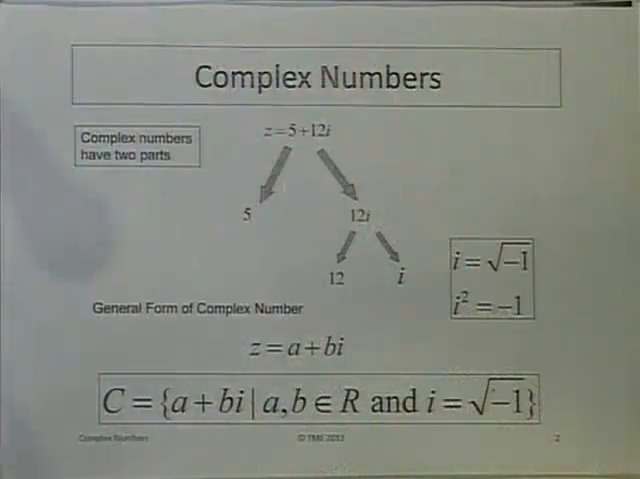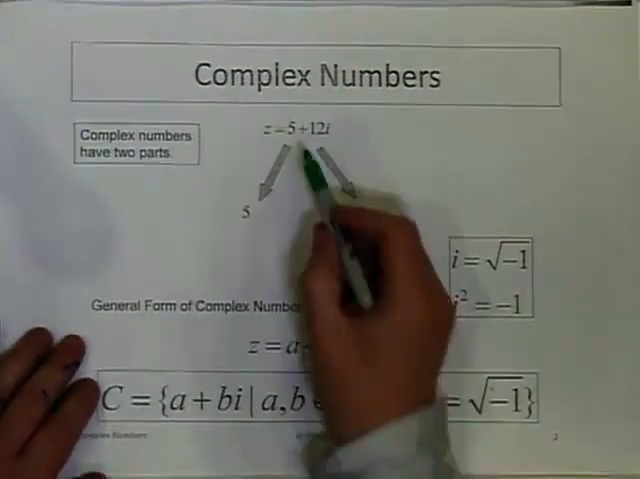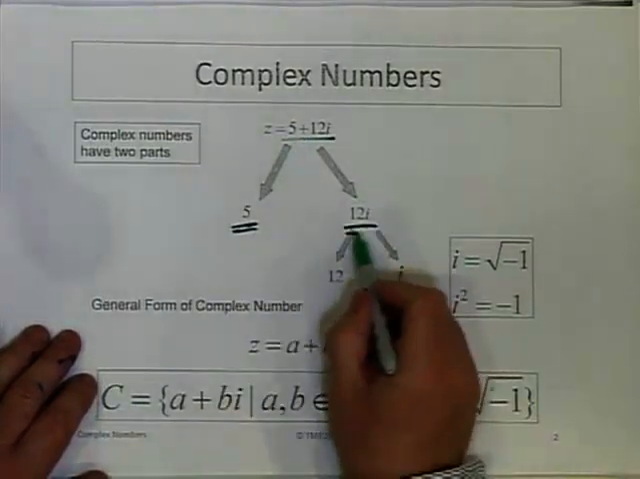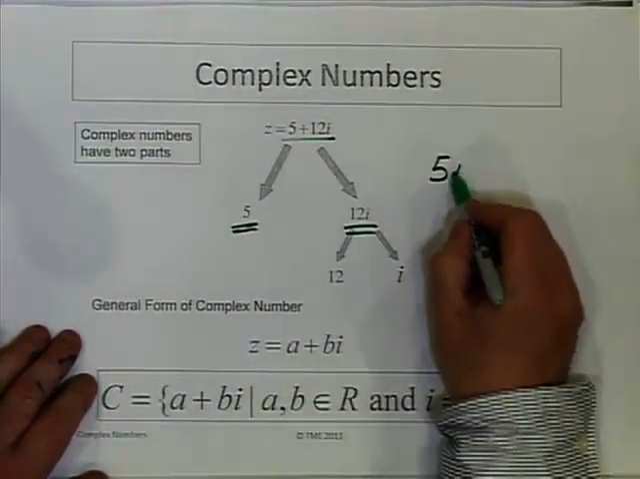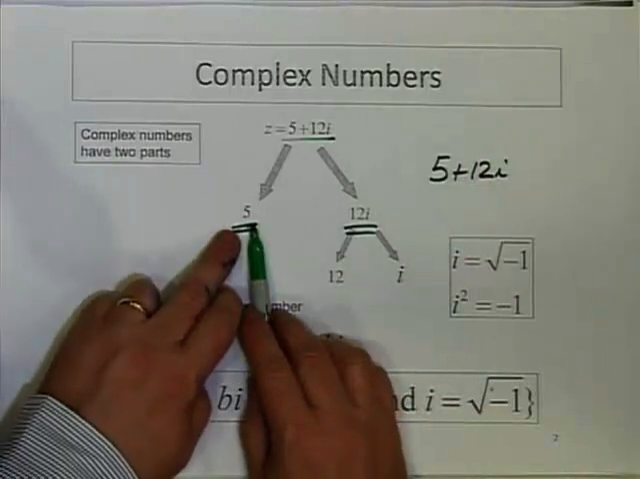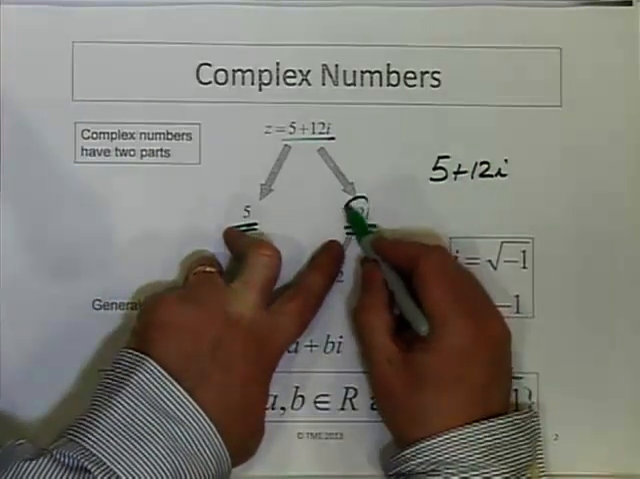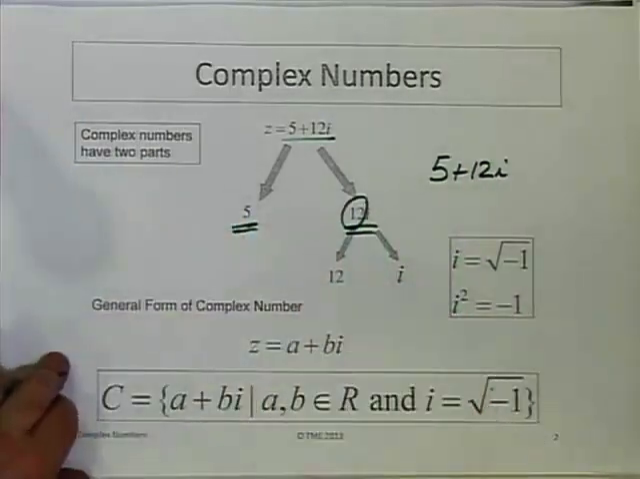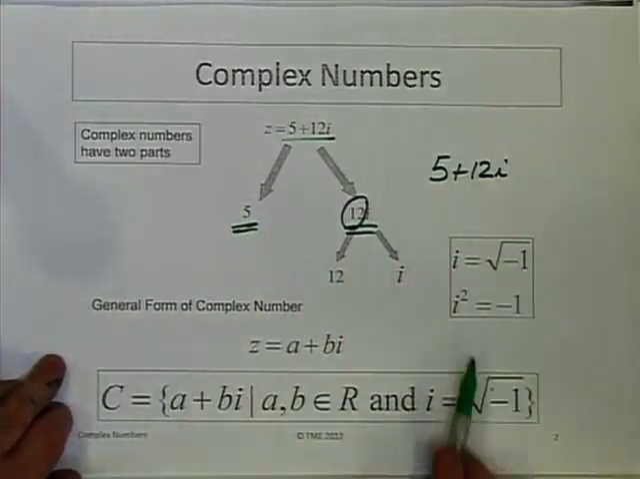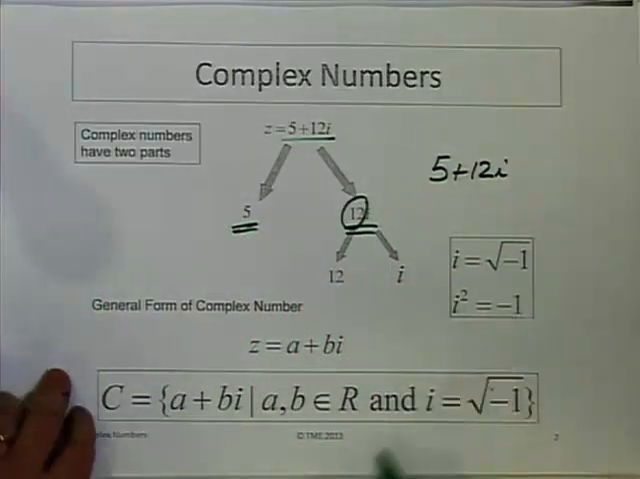Okay, complex number. A complex number is defined as having two parts, a real part and an imaginary part. 5 plus 12i. This part is real, the first part, and the coefficient times i is the imaginary part. And i is the square root of minus 1. i squared is minus 1.